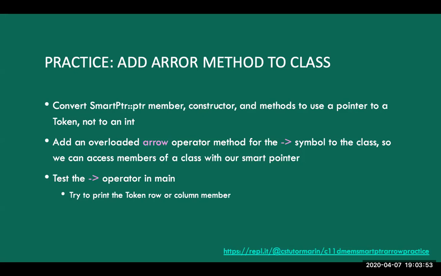But to keep things simple, you can just convert int over to token if you want to do that. And then go ahead and add the overload for the arrow operator, as I'll roll back so you can see that on the previous page. And then try it out in main.